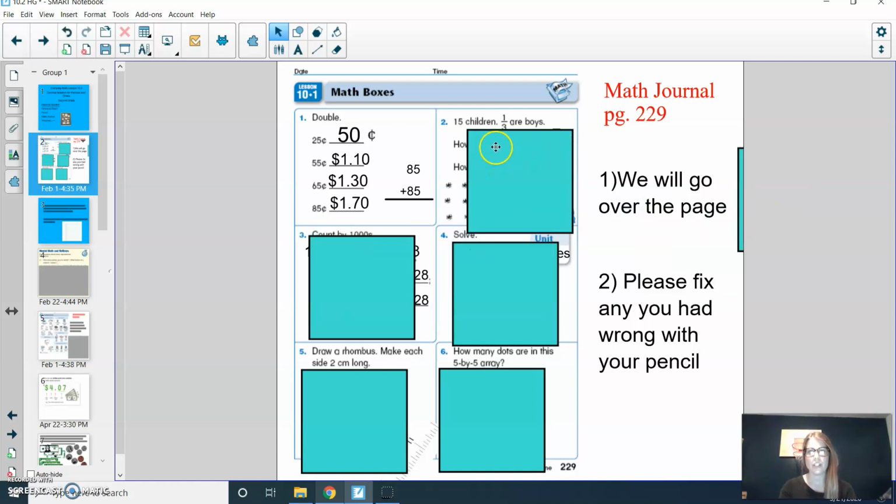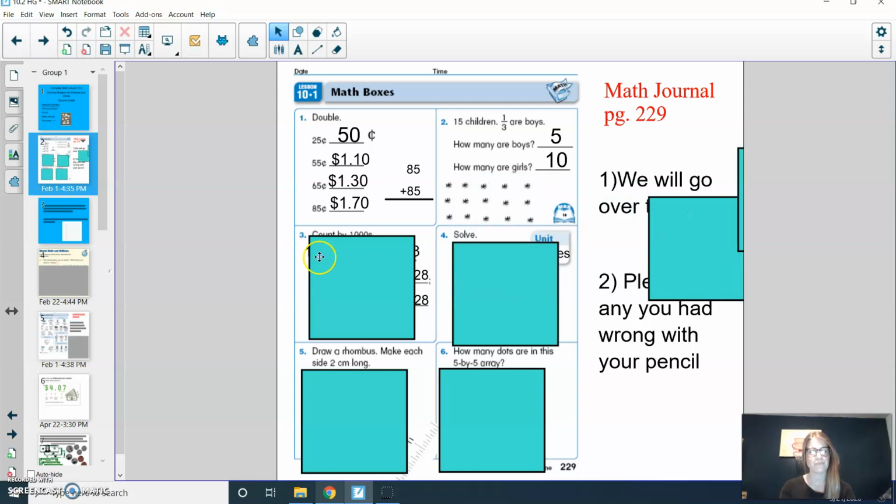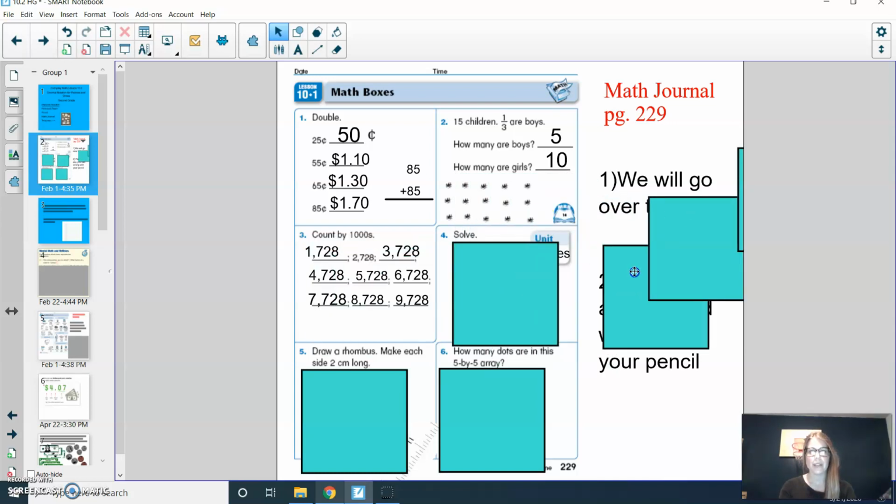If we have 15 children and 1/3 of them are boys, that would be 5 of them that are boys. Then the remaining are girls, which would be 10 that are girls. When we're counting by 1000s, we first had to find that number that came before, which was 1728. Then we have 3728, 4728, 5728, 6728, 7728, 8728, and lastly 9728.